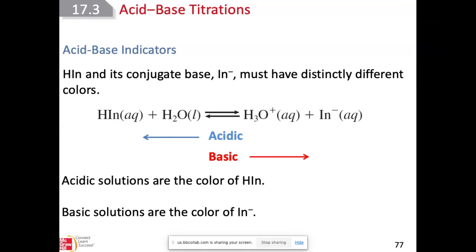So let's say we have an indicator, and the indicator is a weak acid. The general formula for the acidic indicator is HIN, and that will have a conjugate base in the water. They have to have different colors: one color when they're in acidic form, a different color in basic form. If it's an acidic solution, the color comes from HIN. If the indicator is in its basic form, it comes from IN minus.